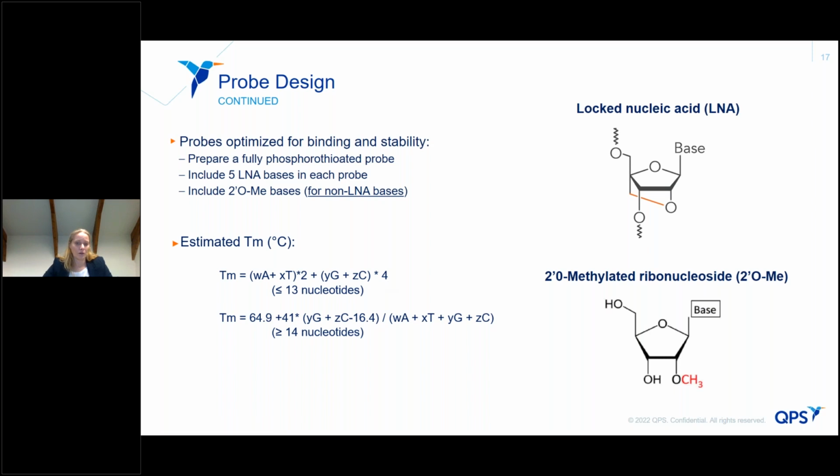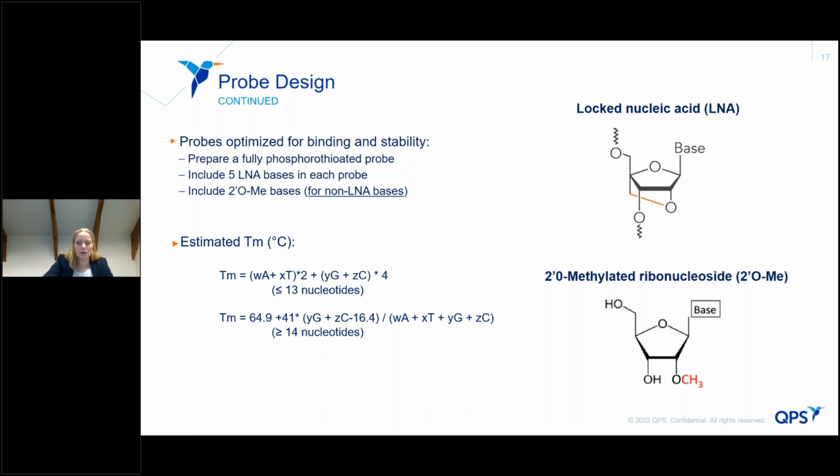If you have longer oligonucleotides, the formula is a bit more complicated, but you can see that if you have a lot of GCs, for example, in your probe, your melting temperature is a bit higher, which increases your stability.